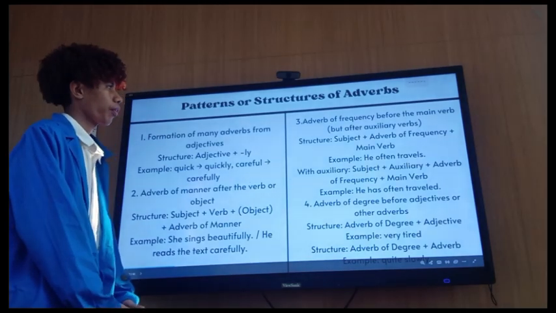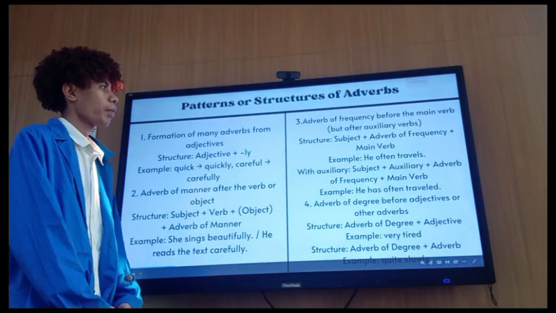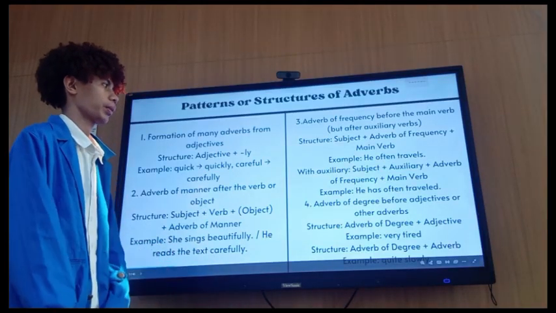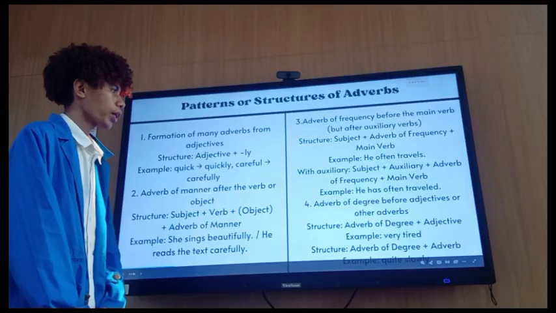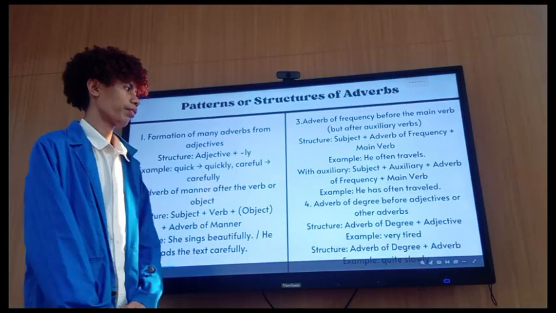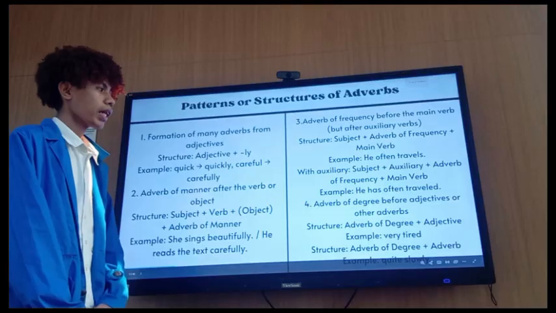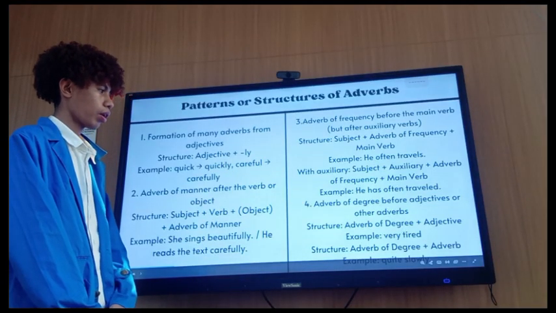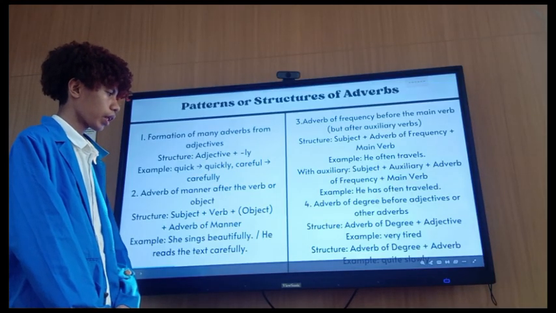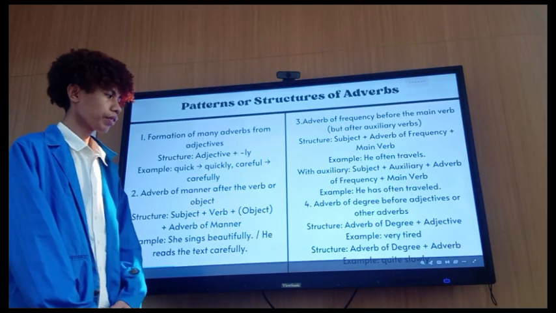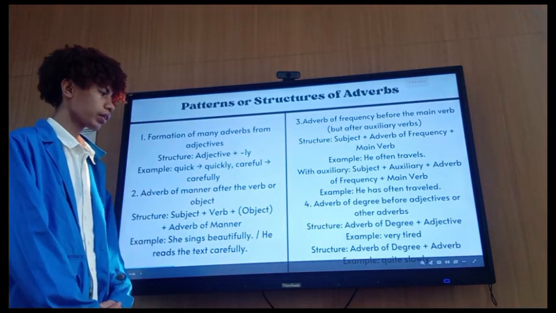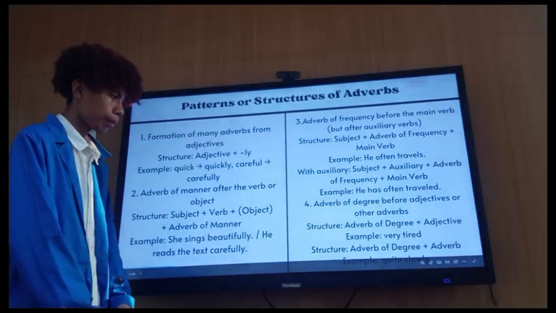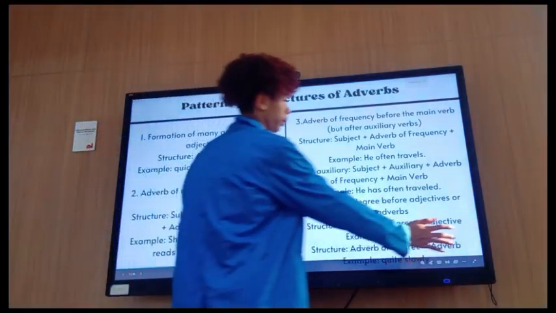Three, adverbs of frequency before the main verb but after auxiliary verbs. Structure: subject plus adverb of frequency plus main verb. Example: he often travels. With an auxiliary: subject plus auxiliary plus adverb of frequency plus main verb. Example: he has often traveled. Four, adverbs of degree before adjectives or other adverbs. Structure: adverb of degree plus adjective, or adverb of degree plus adverb. Example: very quick, quite slowly. Next.